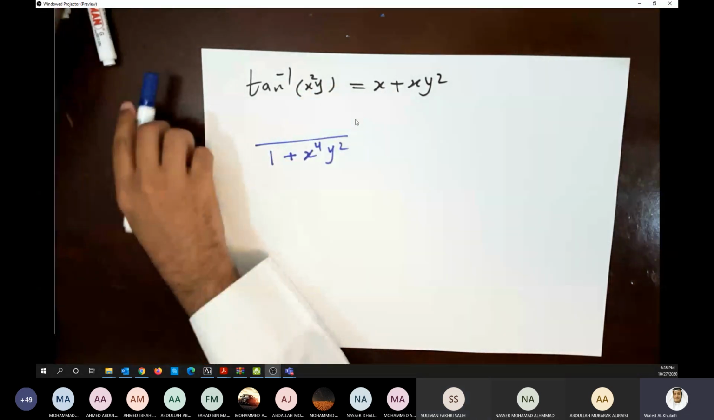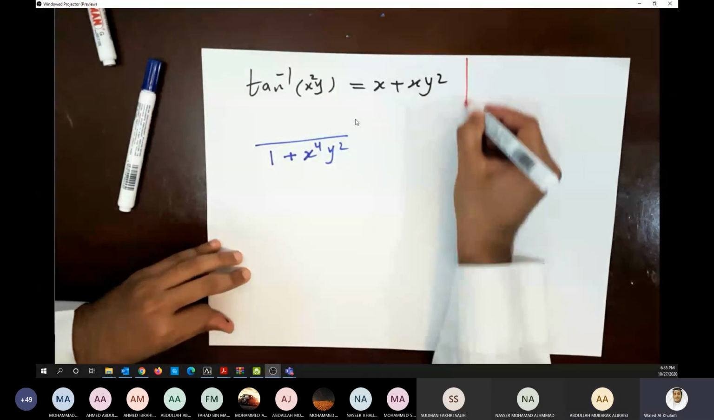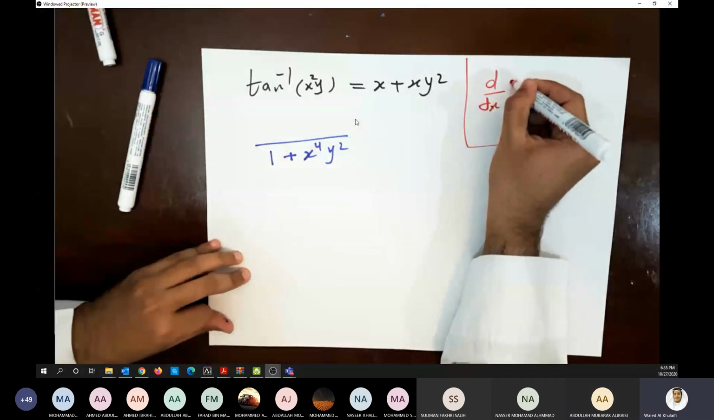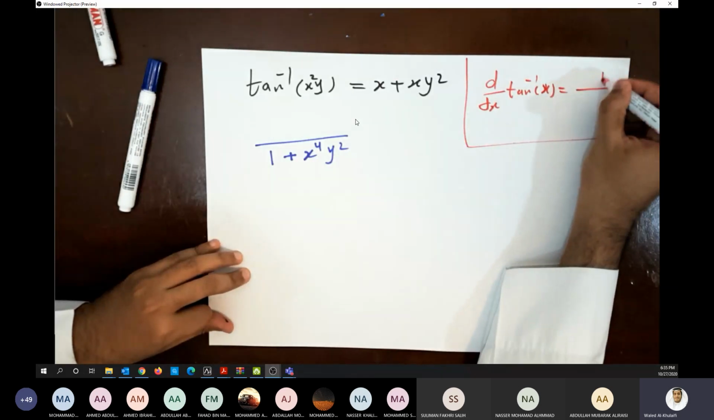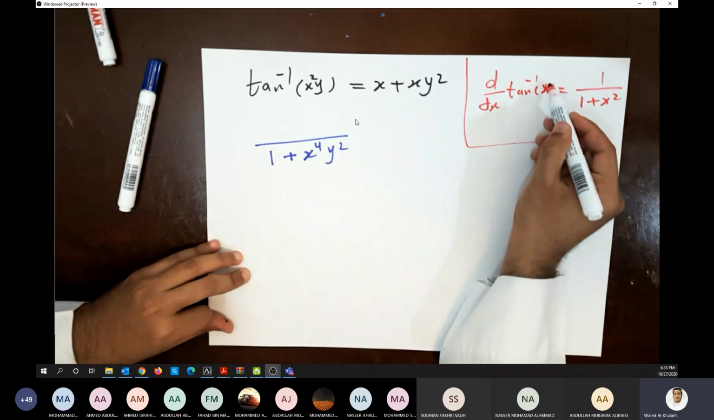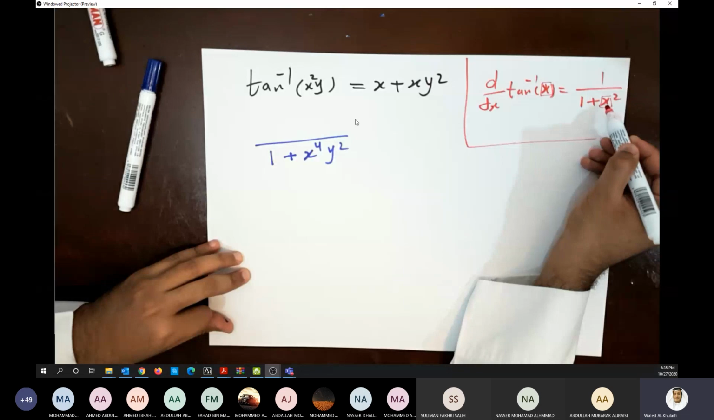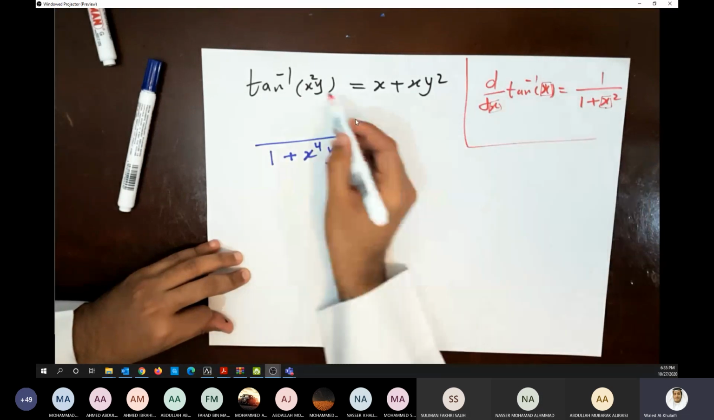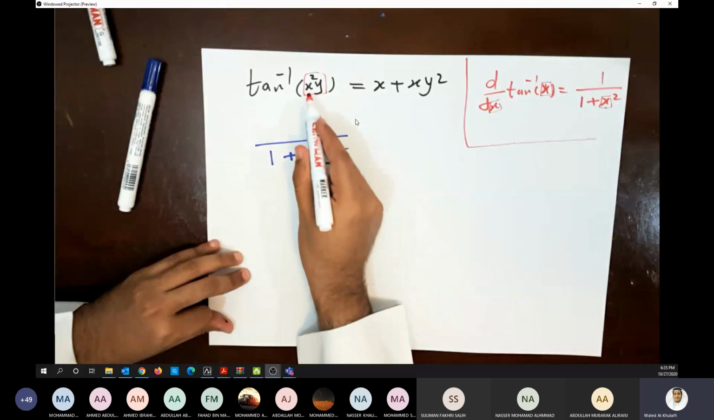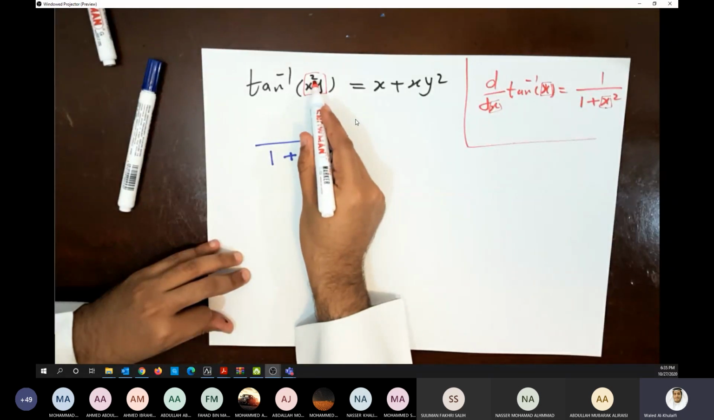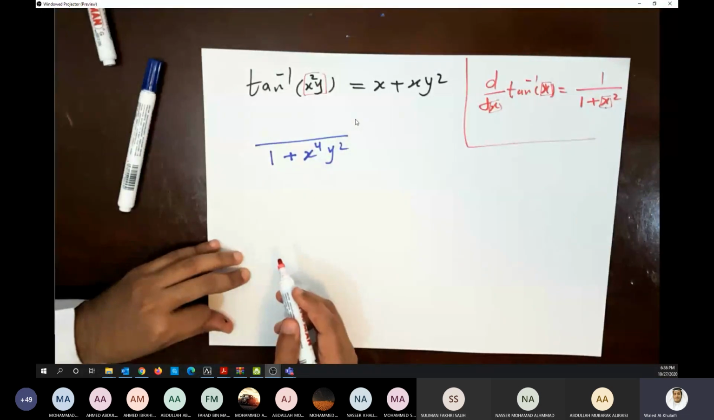Let me do it here in the margin. d/dx of tan inverse of x is equal to 1 over 1 plus x squared. So whatever you have inside here, you square it, of course if we are differentiating with respect to x. So when you square the product, you know that this is raised to the power 2 and then power 2, so you have 4. y raised to power 2, you have 2. Is that clear?